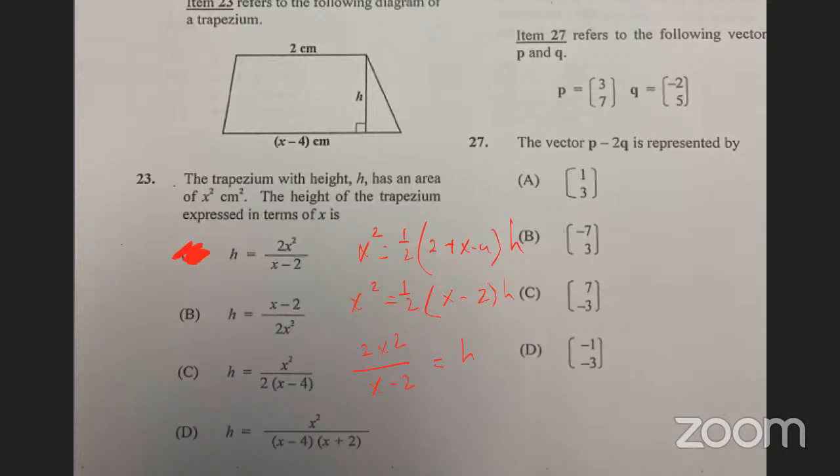So you're multiplying by 2 first. That's how I got 2x squared and cancel this off. And then I divide everything by x minus 2. And that's how I get h.